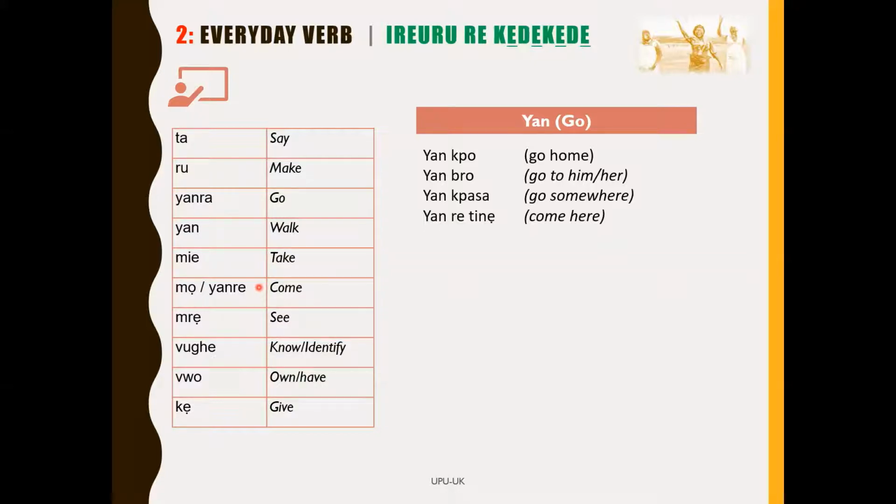So more, yari, and then to see something, mle, to know or to identify something, vuge, to own or to have something, to be in possession of something, wo, to give something, ke. Okay, so I'm going to sound out the Urhobo on their own. You can see the English translation to the right.